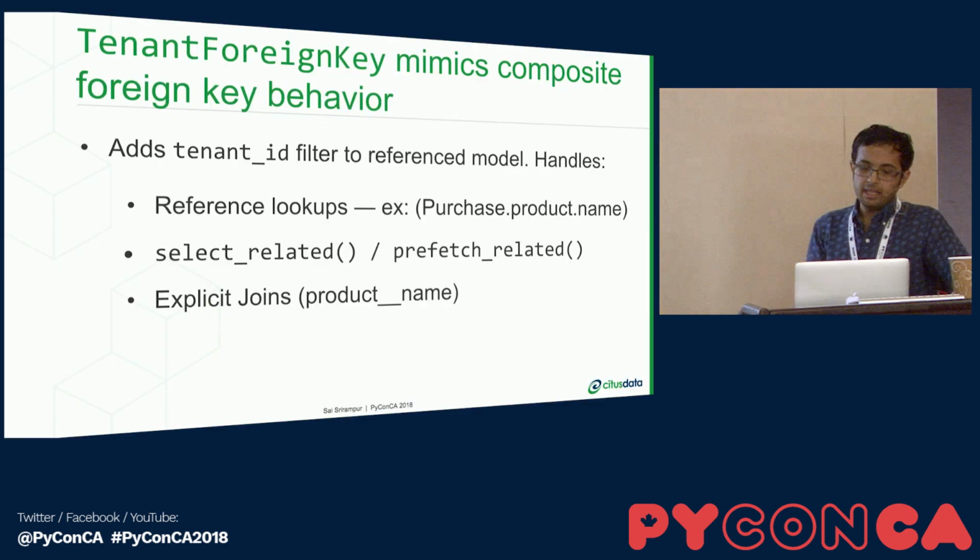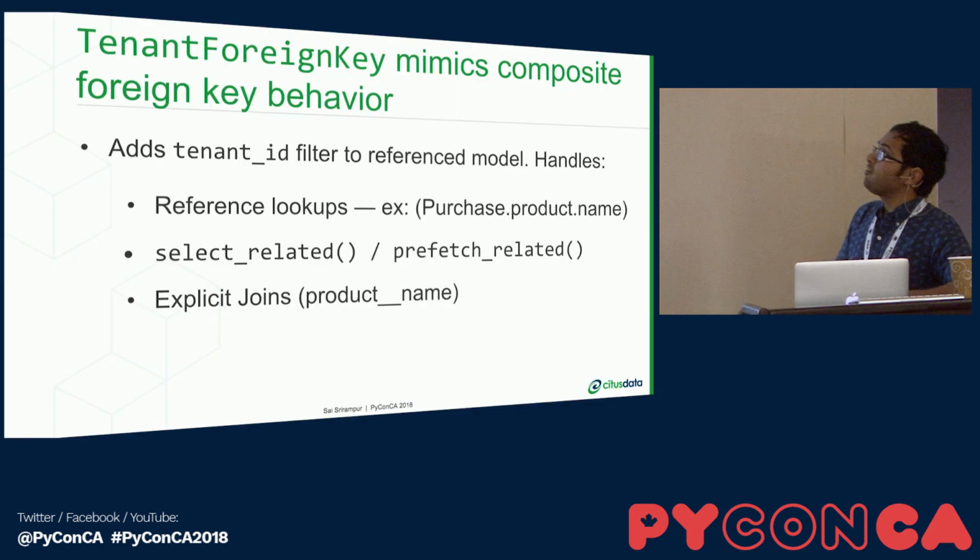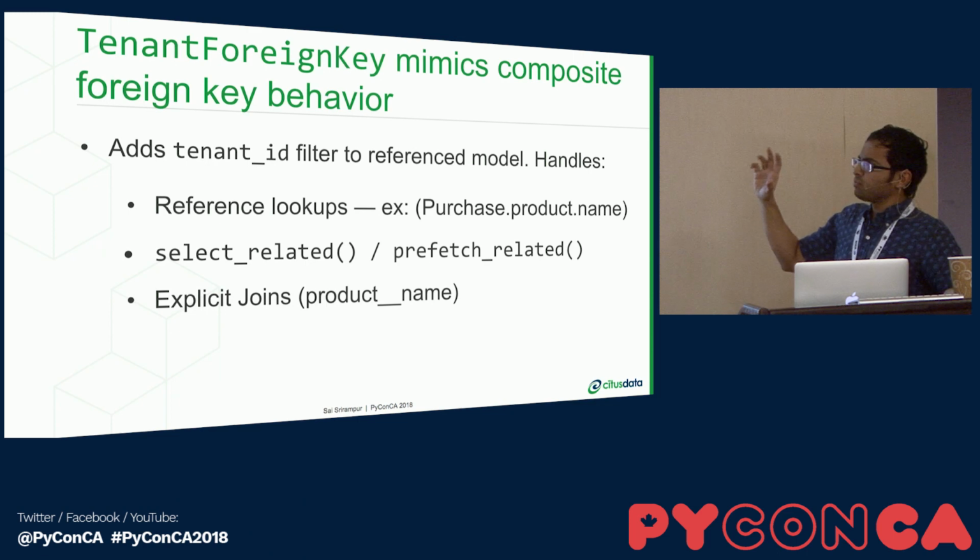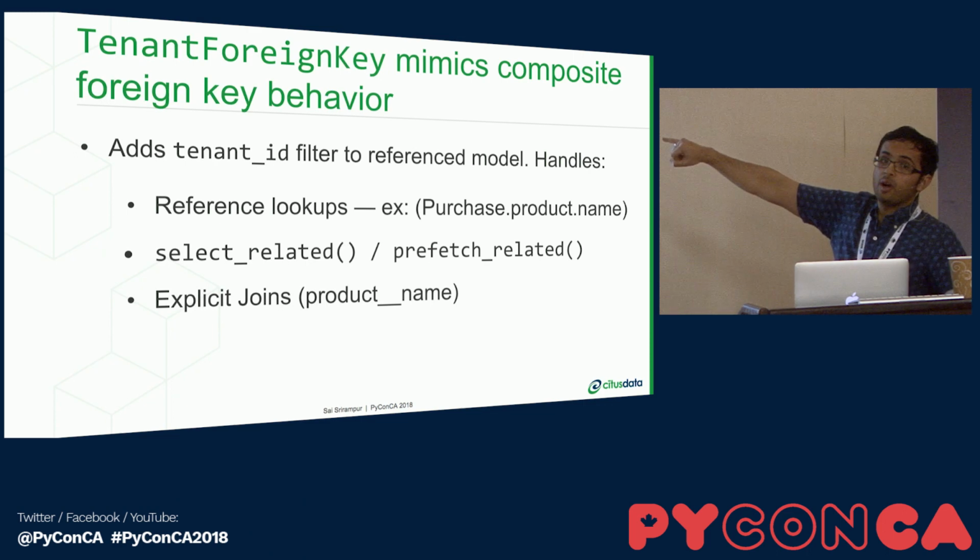The second is Tenant ForeignKey. Tenant ForeignKey mimics composite foreign key behavior. What this does is it basically scopes all the reference model lookups to a particular tenant. A simple example is getting the name of the product with which a purchase is associated. That particular API call is again scoped to a tenant, so you'd have a tenant ID filter on the product model there.